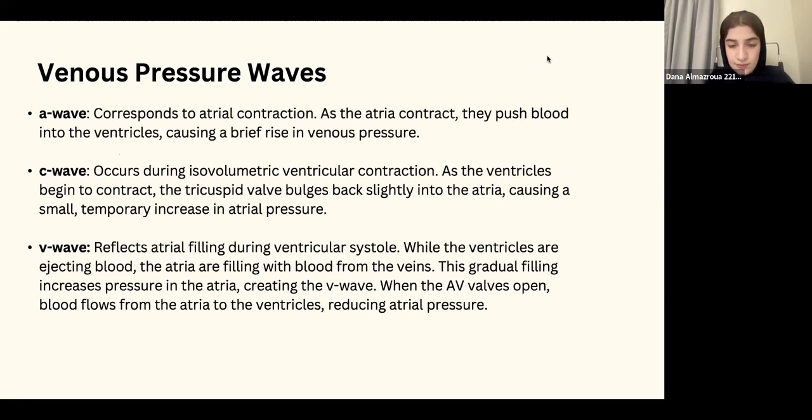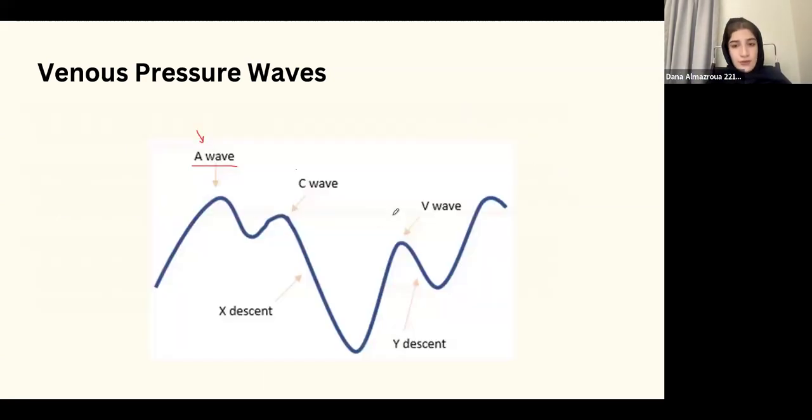Now for the V wave, basically it reflects the atrial filling. During systole where the ventricles are contracting, because everything's happening simultaneously, the atria at the same time are filling with blood from the superior and the inferior vena cava. Because the atria is filling with blood, any filling blood would increase the pressure, and that's what the V wave means. After the V wave, you're going to see the Y descent, because the atria initially fills with blood from the entire body, and then eventually it'll eject the blood down to the ventricle, so the pressure would again drop, which is why we have a Y descent.